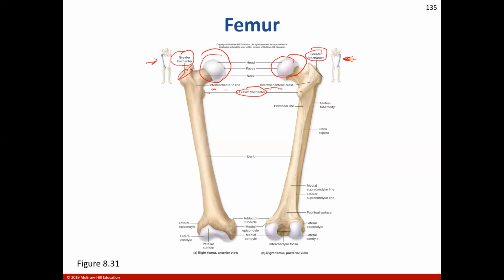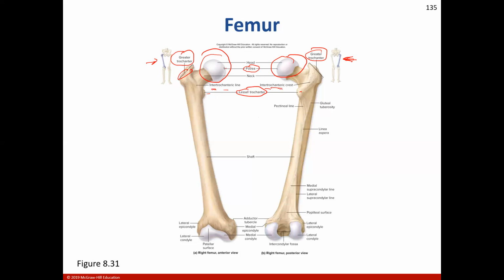I think that's pretty much it. I mean, it has a neck too, but I don't ask about the neck. There's one thing that's important here. The fovea capitis, or just fovea, is a little dimple. It's like a little indentation on the femur head, and that's for a ligament.